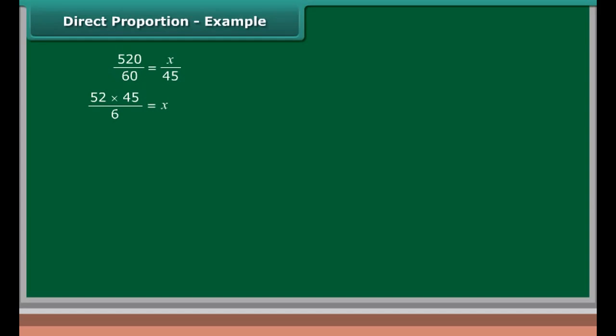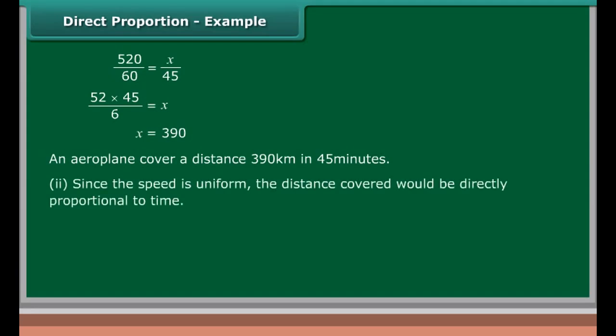Example. An airplane is flying at a uniform speed of 520 km per hour. How far will it travel in 45 minutes? Also find the time required to cover a distance of 500 kilometers. Solution. Let the distance traveled in kilometers in 45 minutes be x, and the time taken in minutes to cover 500 kilometers be y. Since the speed is uniform, the distance covered would be directly proportional to time.